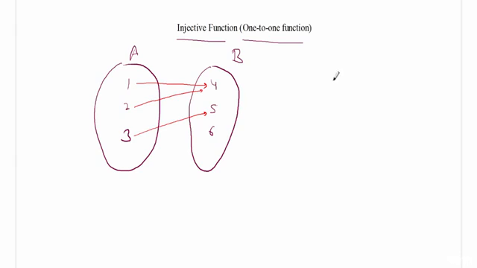Clear? So one-to-one is actually with reference to the elements of set B. Any element of set B should not be mapped with more than one element of set A. Alright, in that case it will be a one-to-one function. Clear with the concept, guys?